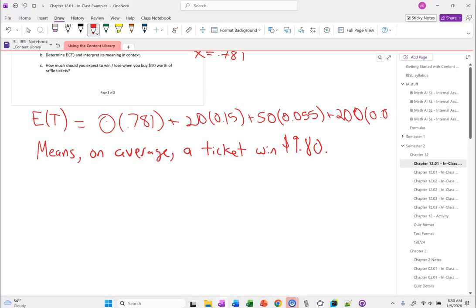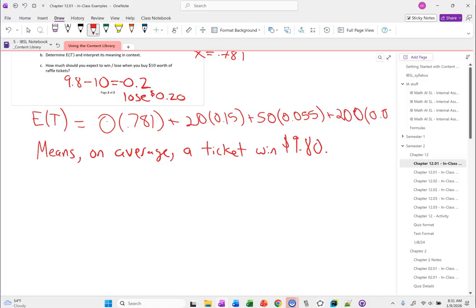Is it win or lose? Lose. So you buy $10. Wait, why are you losing? Because you spent more than you're gonna win. Yes, right? We expect to get 9.8 back, but we spent $10 to win it. So we lost 20 cents. Is everybody okay?